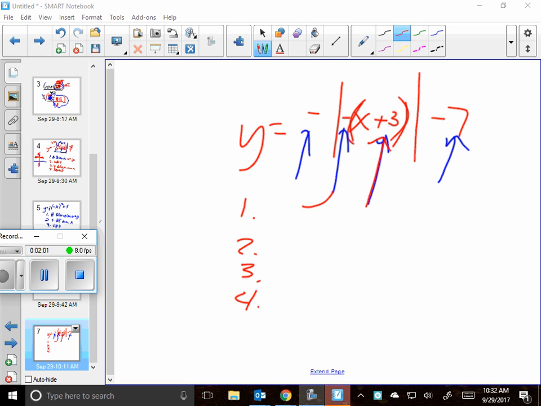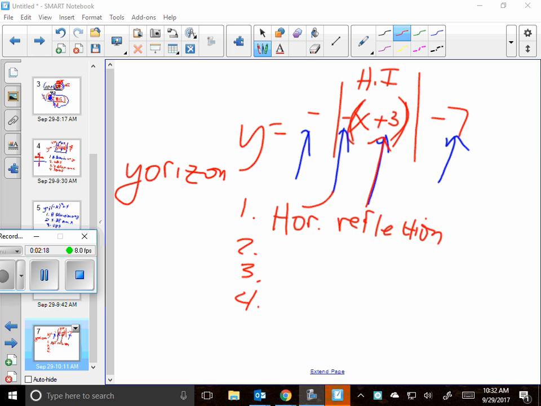That negative is called a horizontal reflection on the inside. Now, I have a lot of people ask me, how can you tell if that's over the X or over the Y? I'm going to give you a dumb way to remember it. Horizontal and vertical. It's dumb, but it'll work. A horizontal reflection goes over the Y.